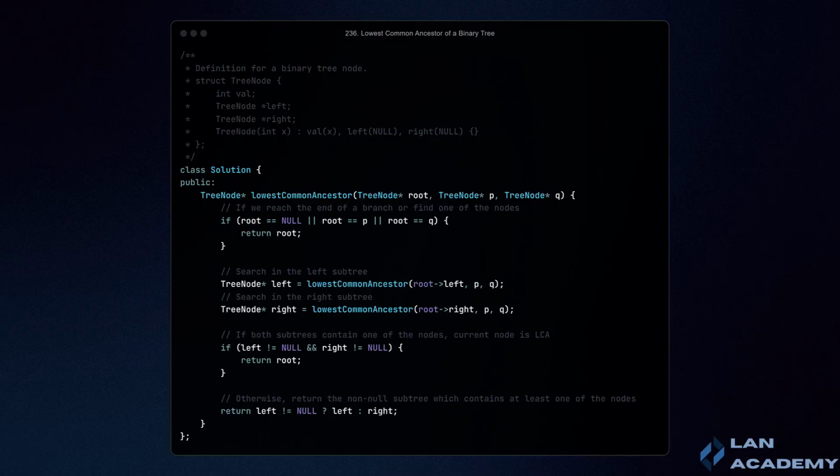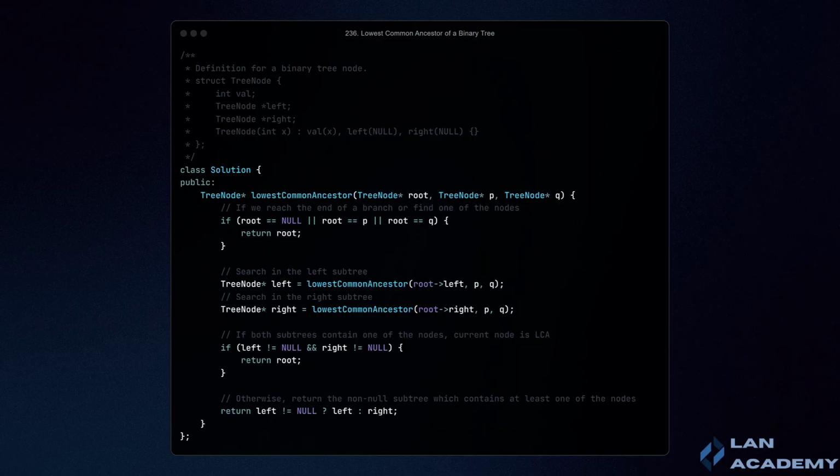This algorithm's effectiveness lies in its ability to utilize the hierarchical nature of binary trees. Each recursive call effectively narrows down the search area by focusing on a smaller subtree. This approach aligns with the divide-and-conquer strategy, where the problem is broken down into smaller, more manageable components. As a result, the algorithm can quickly eliminate large portions of the tree that do not contain the nodes of interest, thus enhancing efficiency.